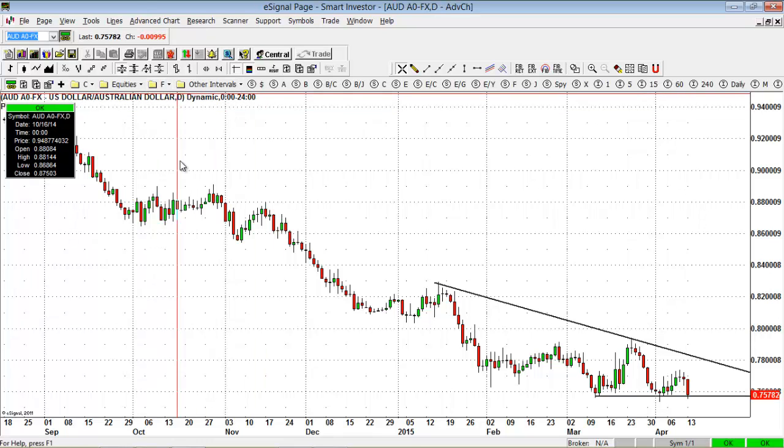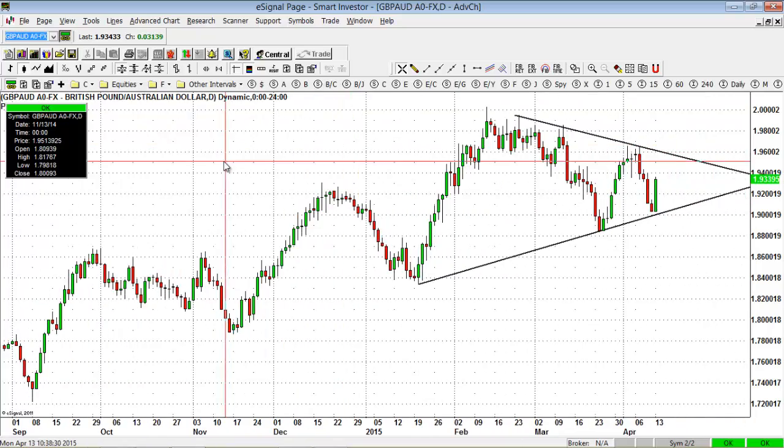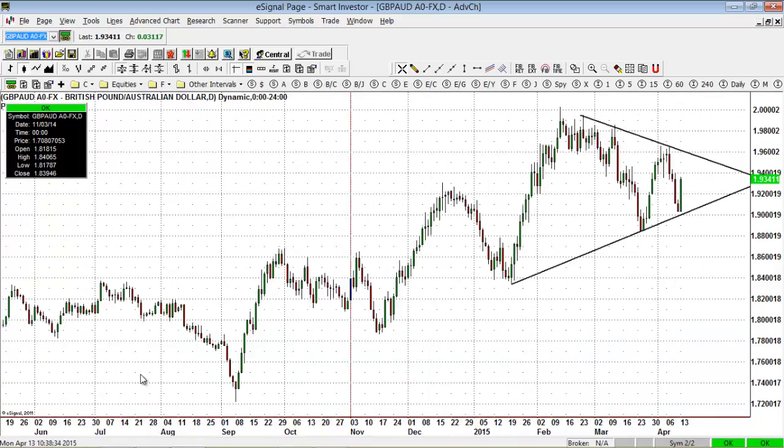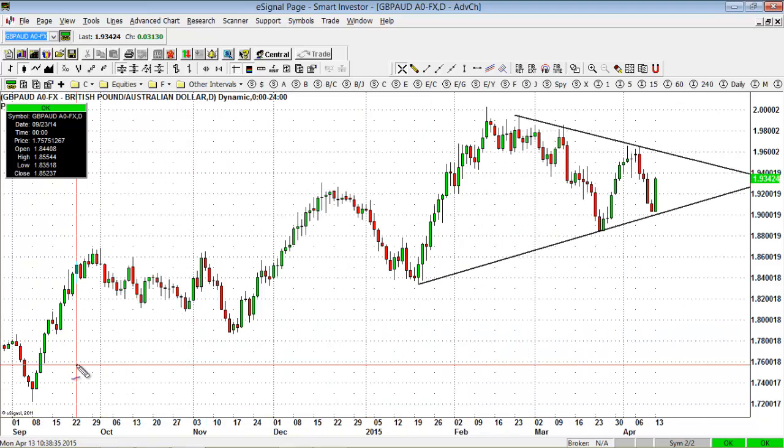Looking at the crosses, a cross that's in a triangular consolidation is the British pound Australian dollar. As you can see, the boundaries of the triangle are drawn right here. And I'm expecting it to go to the upside, but again, 20% of the time the market could break below. So I'm just pointing out opportunities for you guys to be looking to trade and looking where the setups are currently.